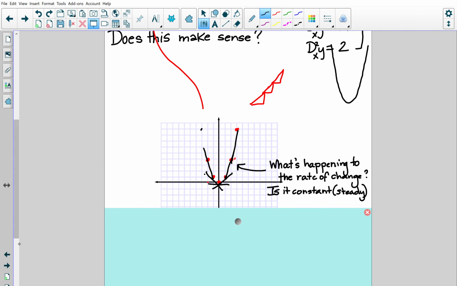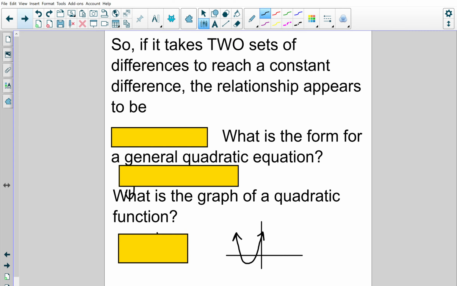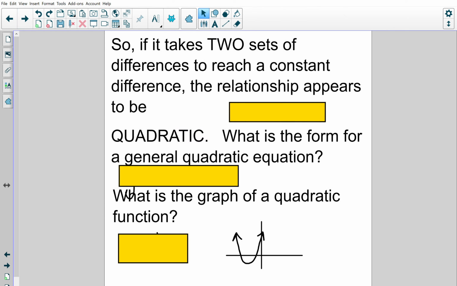All right? Here we're looking at tangent lines and seeing, oh yes, those tangent lines go from a strict negative to a 0 to a little bit positive to more positive to more. So the slopes of those tangent lines are increasing at a rate of 2. Okay? So if it takes 2 sets of differences to reach a constant difference, the relationship appears to be what? Yes, the relationship appears to be quadratic.